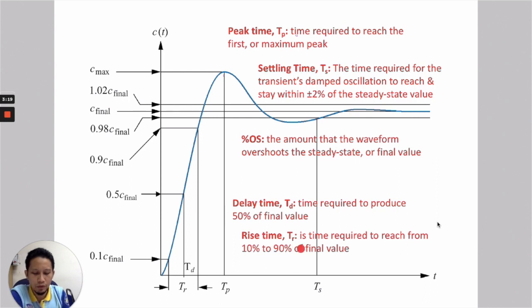And then we have the rise time. The definition of rise time is the same as that defined in the first order system, which is the time required to go from 10% to 90% of the final value. So you can get TR over here from 10% to 90% of the final value.